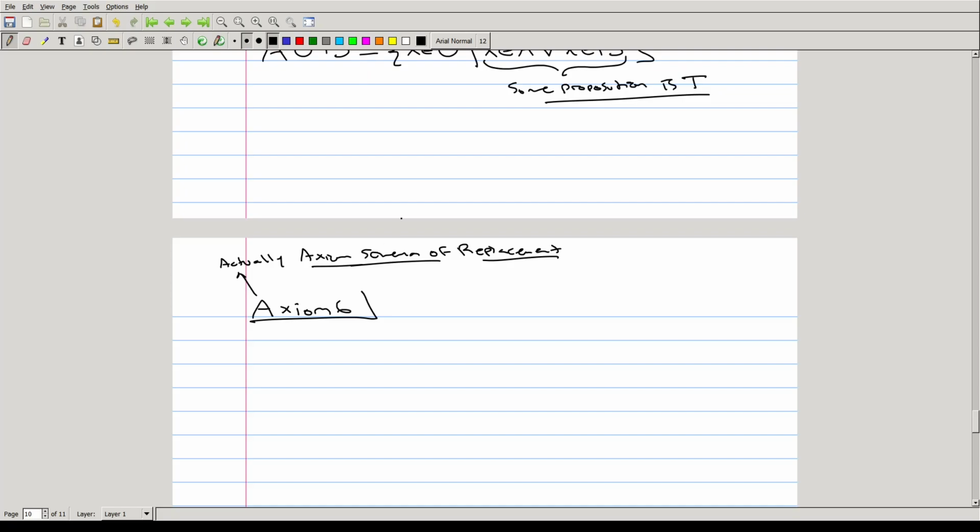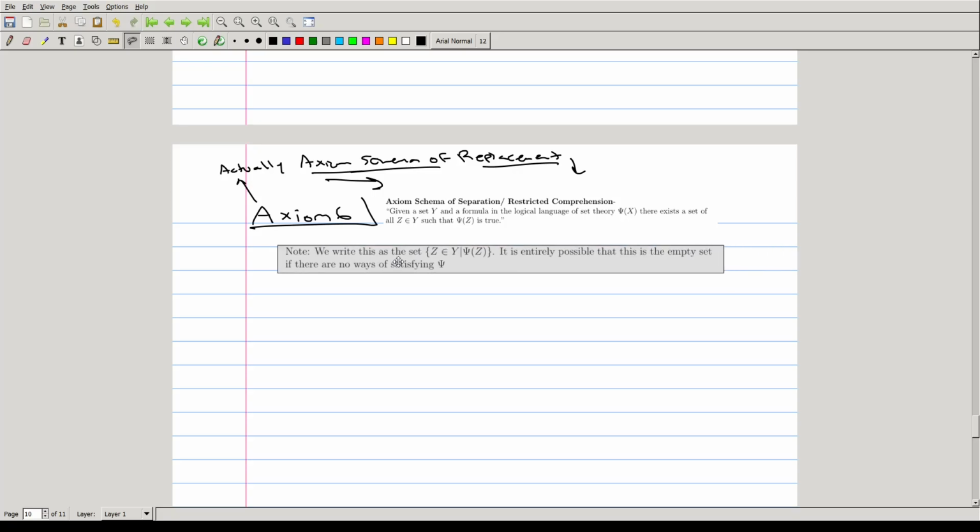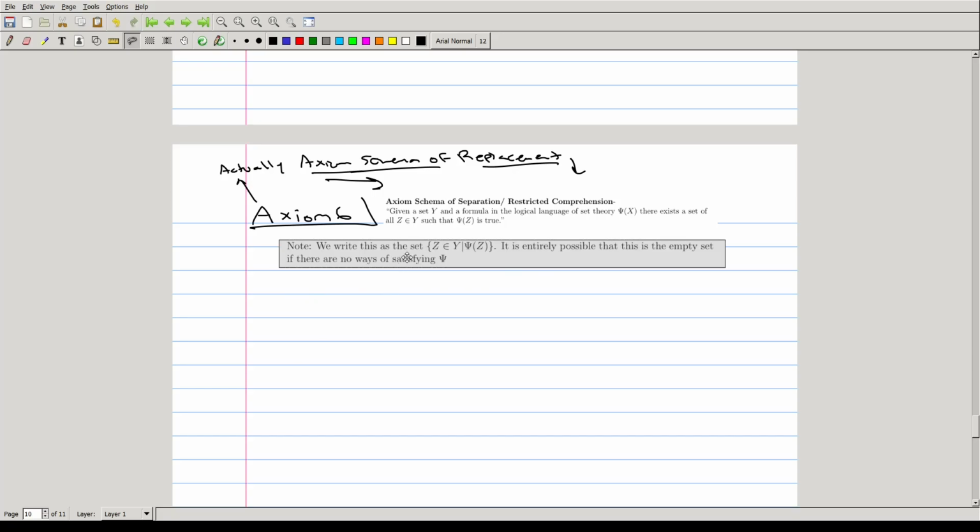And the axiom schema of replacement leads to what we're going to write down here as Axiom 6, which is really all we need for this course and for the mathematics that we're going to be doing in this course. And this is called the axiom schema of separation or restricted comprehension. What this means is that given a set y and a formula in the logical language of set theory, we'll call it capital psi of x, there exists a set of z in y such that phi of z is true. This is sometimes called the truth set of whatever formula psi we're taking. So we write this set as the set of z in y such that phi of z is true, which is just the set of elements. This is called the truth set, and it's the set of elements for which some proposition is true.